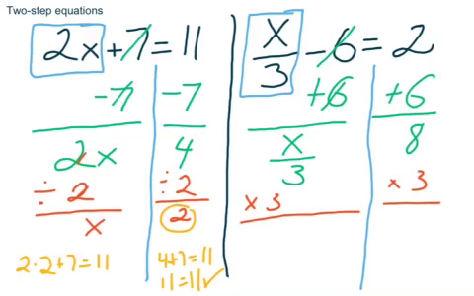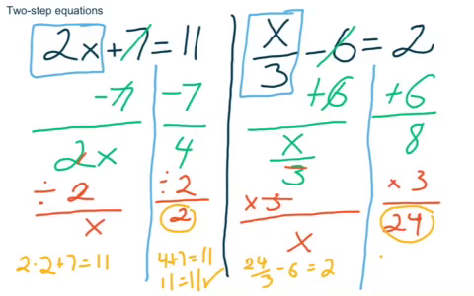That's going to leave us with just an x on this side, because these 3's will cancel, and then 8 times 3 is 24. So of course we have to substitute it back into our equation to see if 24 makes our original equation balance, and we end up with 24 divided by 3 minus 6. Does that equal 2? 24 divided by 3 is 8. 8 minus 6. We end up with 2 equals 2. So yes, that balances on both sides.